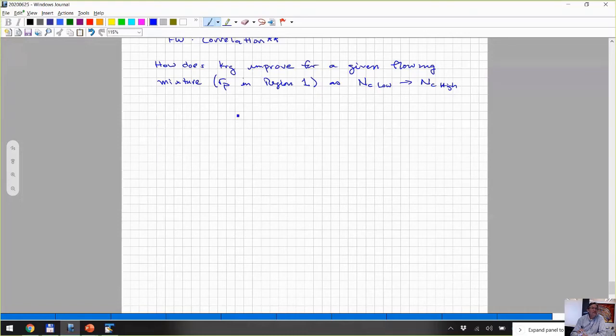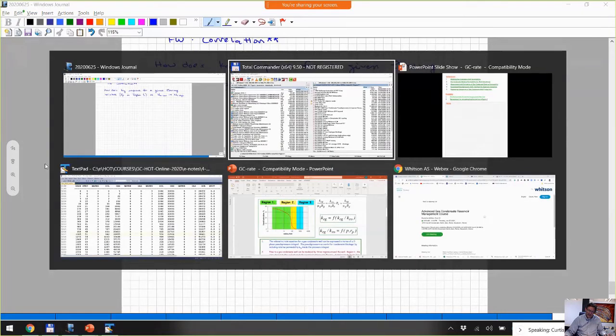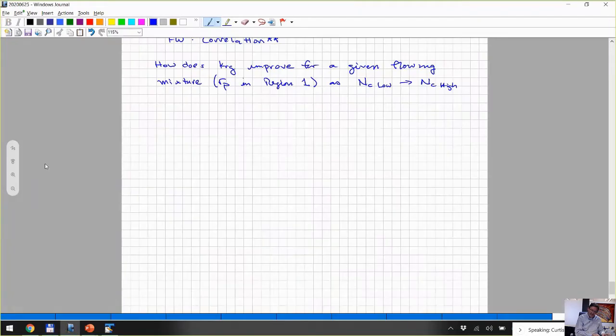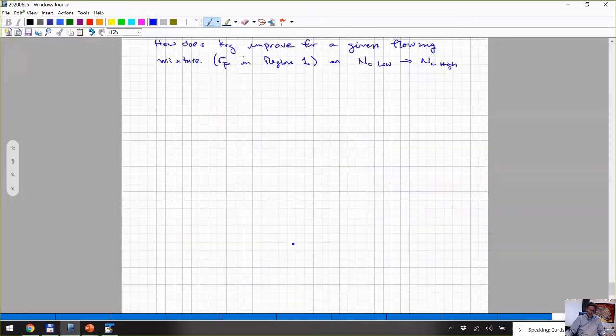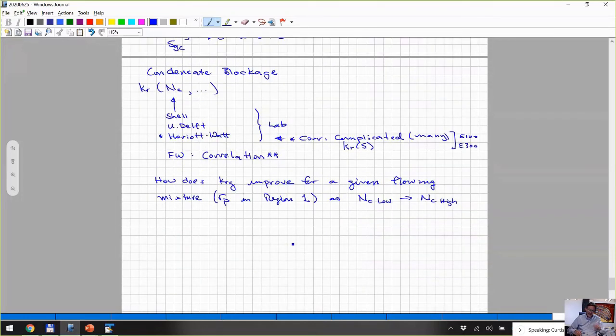These correlations, they are still in the same paper, 1995. No, we're going to get to this paper. I think I put it up here at the top. This 56,476. I think that's where we maybe published the actual correlation. So we'll come back to that. Okay.